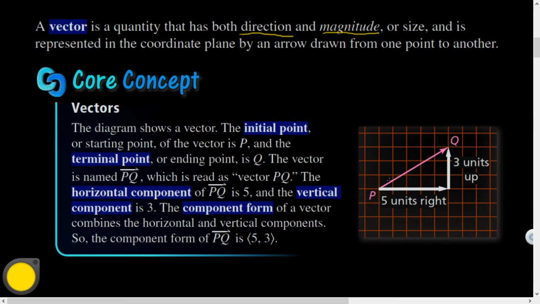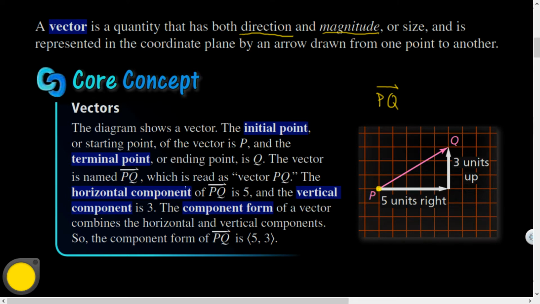So here's vector PQ, for instance, and you'll notice it's almost like a ray, except it's got this harpoon of an arrow on it. It's a one-sided arrow. The diagram shows a vector. The initial point or starting point is P, and the terminal point or ending point is Q, right there. The vector is named vector PQ.